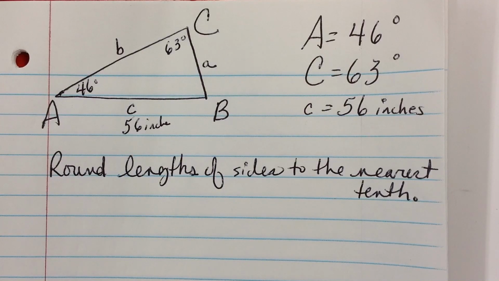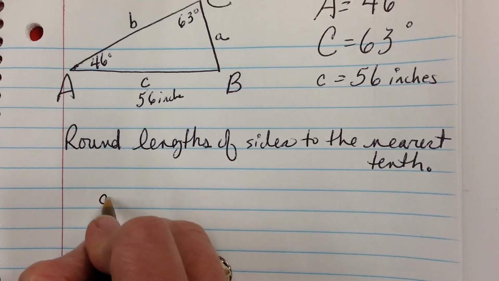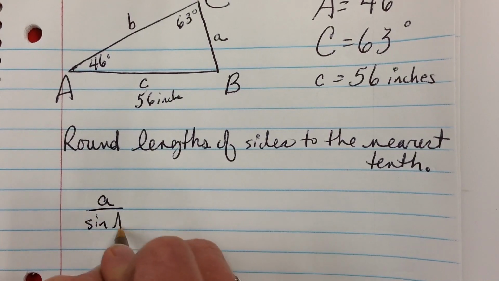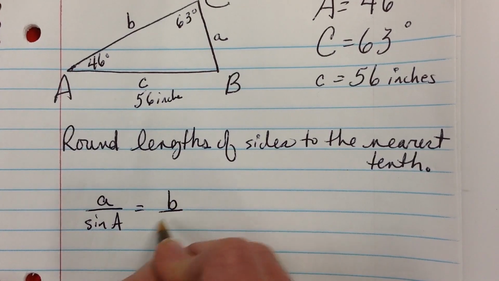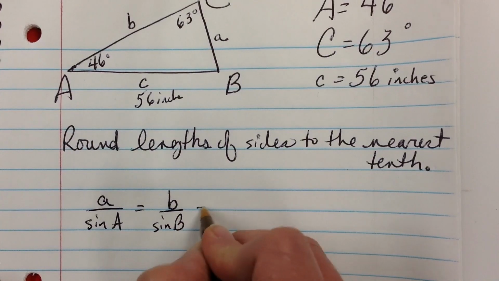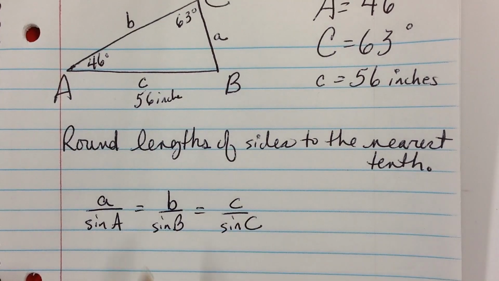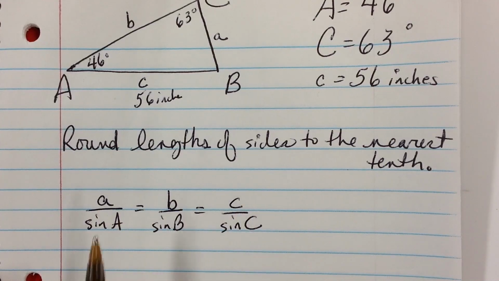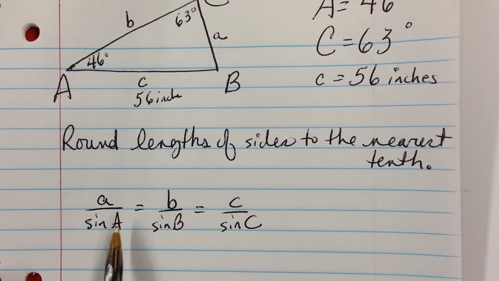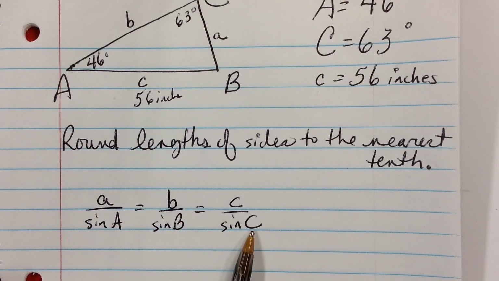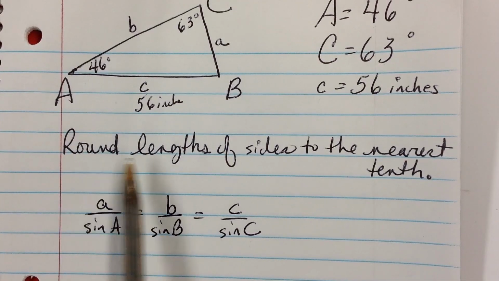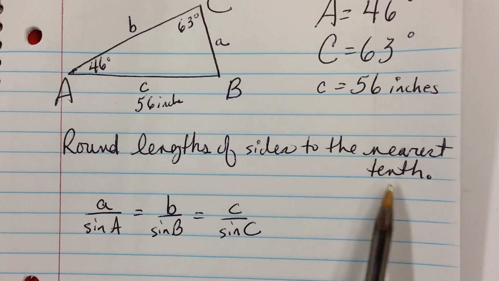Now, law of sines, recall, is a over sine A equals b over sine B, which equals c over sine C. The sides are your lowercase a, b, and c. Your angles are your capital A, capital B, and capital C. Now, we're to round the lengths of sides to the nearest tenth.